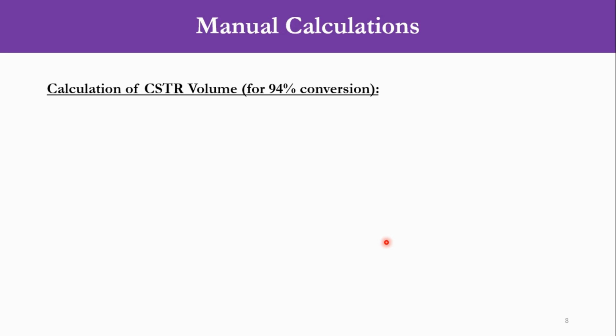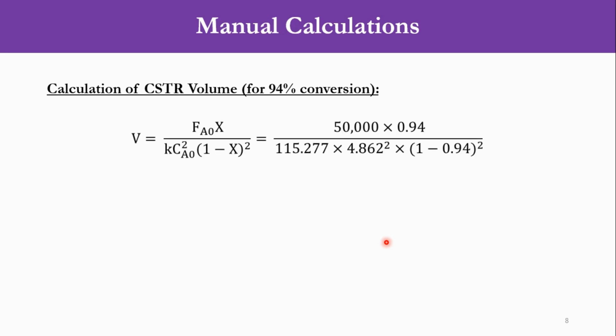Calculation of CSTR volume for 94% conversion. V is equal to F A naught X over K C A naught square into (1 minus X) whole square. F A naught is 50 kmol per hour, so it will be 50,000. X is 0.94. Here it will also be 0.94. For C A naught, it is 4.862, while the value of K is 115.277. The answer will come out to be 4790 liter.